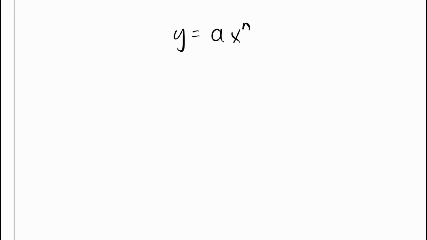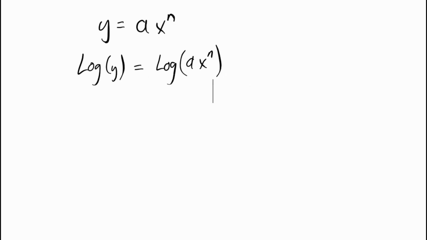But this isn't just limited to addition, subtraction, multiplication, and division. Other things too. So you could take the sine of both sides, or the cosine of both sides, or the square root of both sides. It doesn't matter. In this case, what I'm going to do is take the log of both sides. So I'm going to get log y is equal to log bracket ax to the n.